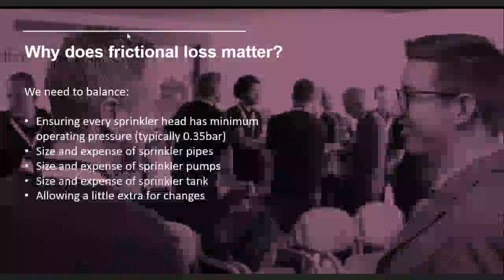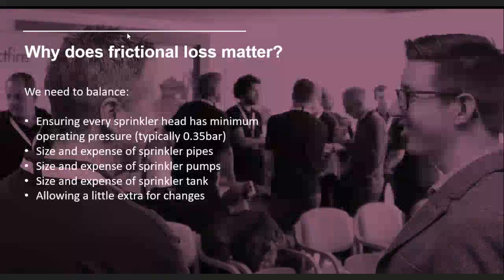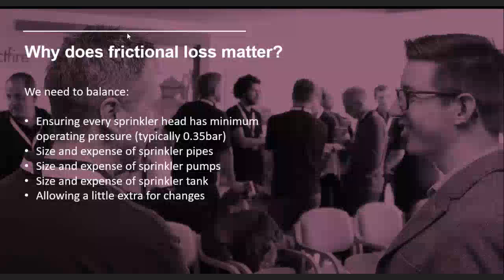So another question to answer here: why does frictional loss actually matter? Well, that's because we're trying to balance lots of different things when we're doing sprinkler calculations. A really important one is ensuring that every sprinkler head has the minimum operating pressure. For ordinary hazard groups, this is typically 0.35 bar, but it would also depend on the data sheet supplied by the sprinkler head manufacturer. It may vary, but 12845 states that ordinary hazard occupancies must have at least 0.35 bar per sprinkler head.